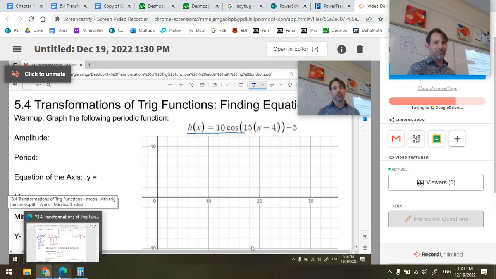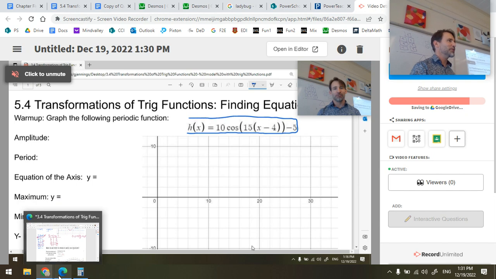Oh, look, remember those times back when we hadn't graphed that periodic function yet?